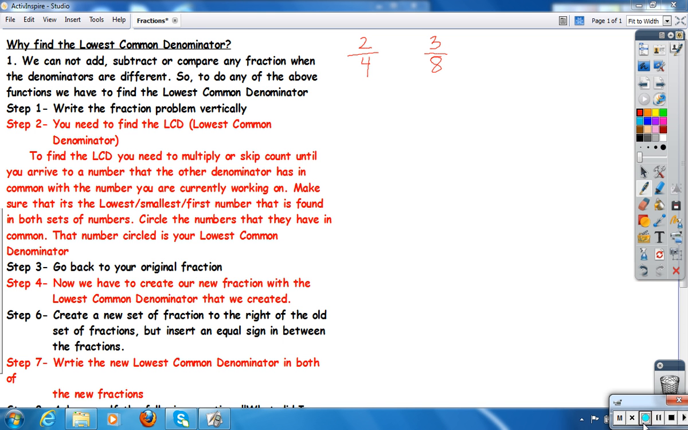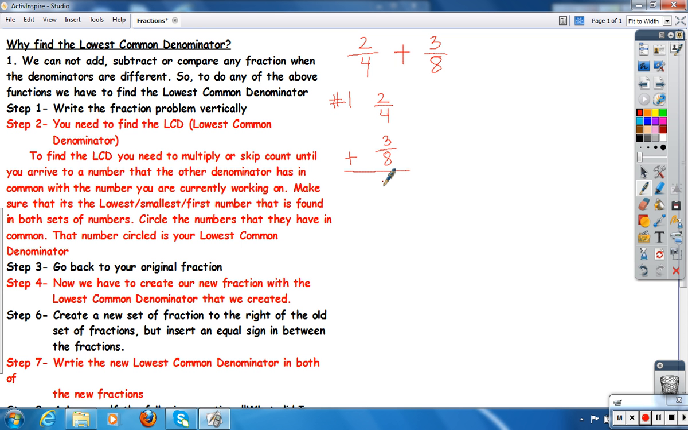So, to do any of the above functions, we have to find the lowest common denominator. Step 1, write the fraction problem vertically. I'm going to make this subtracting. I'm going to make it adding, better. All right? So we need to write the problems vertically, right? Which means what? What's vertically? Going up and down. Good. 2/4 and 3/8. Now it's still the same problem. It's just now going vertically.